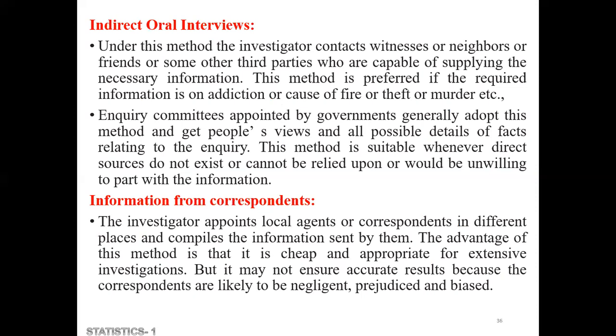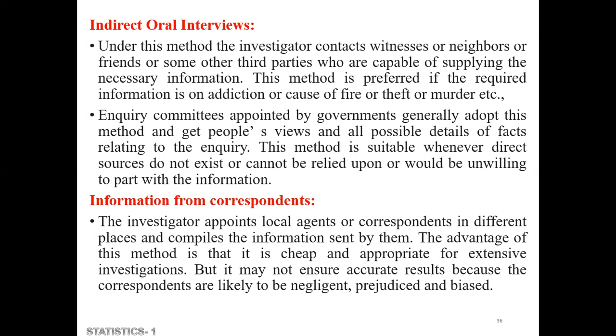Say for example, I want to collect data about a crime scene or a fire accident or a particular theft or a murder, something like that, then I can use the indirect oral interview. Here the researcher is going to collect the information from neighbors or friends or third parties. Inquiry committees appointed by governments generally adopt this method and get people's views and all the possible details of facts relating to the inquiry. This method is suitable whenever direct sources do not exist or cannot be relied upon or would be unwilling to be a part of the information gathering process.